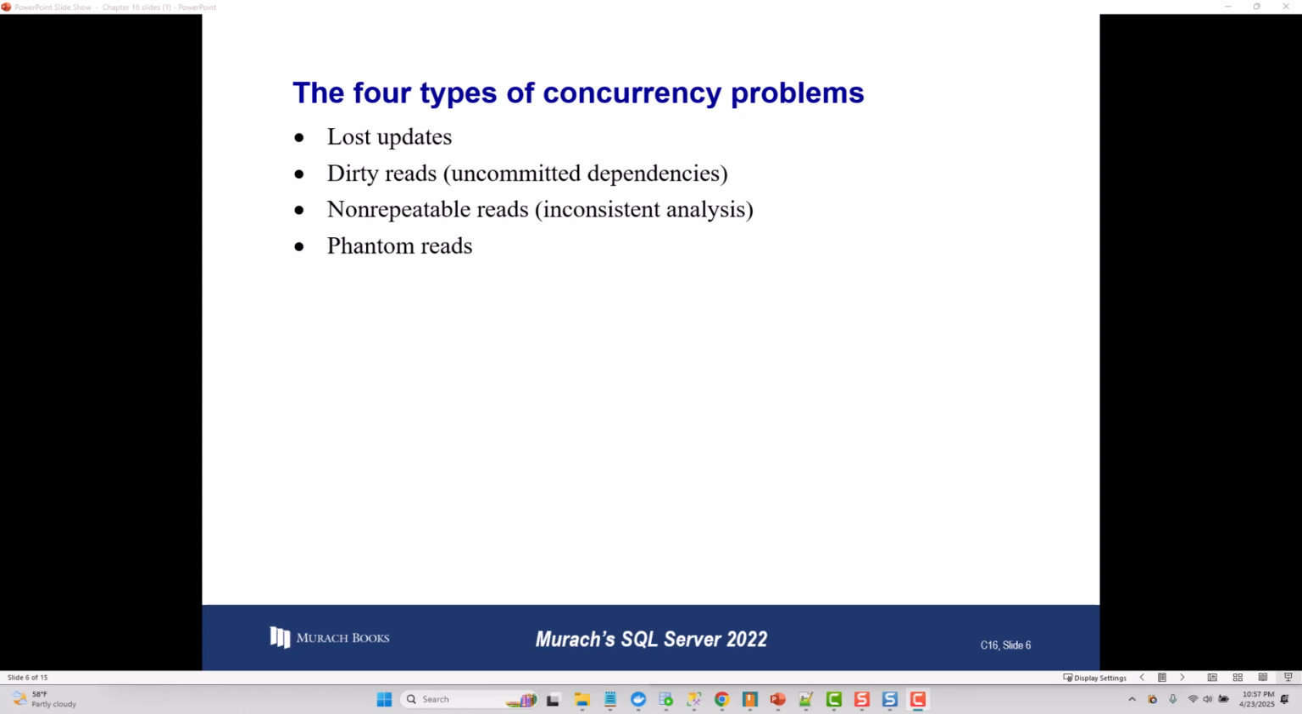This is Jenny Kunkel, and in this video we're going to take a look at concurrency problems. The first concurrency problem that they're identifying is lost updates.